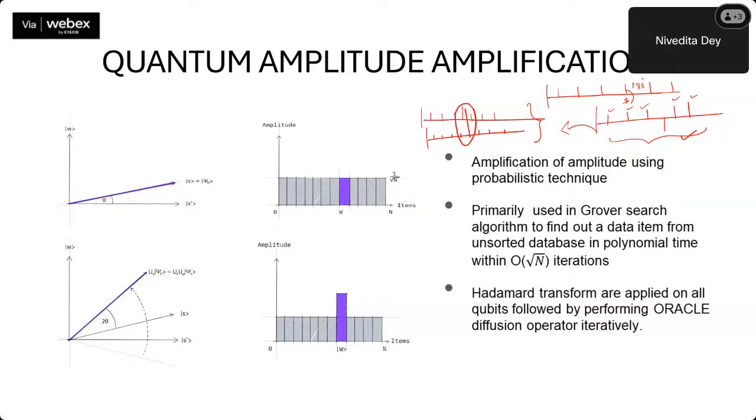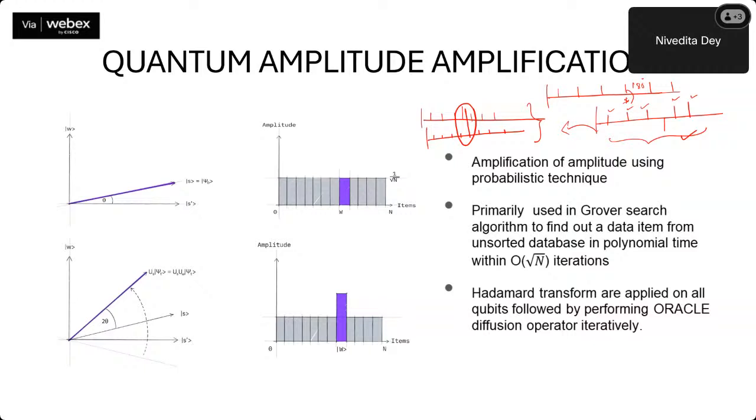Primarily, Grover has shown that if, after my phase shift is done, where I have identified the item and changed its phase, I perform this kind of iteration, the inversion about the mean, diminishing the amplitude of the others and increasing the amplitude of the desired one, and keep doing it root n times, then I will exactly be able to find the data item from that unsorted database in polynomial time.